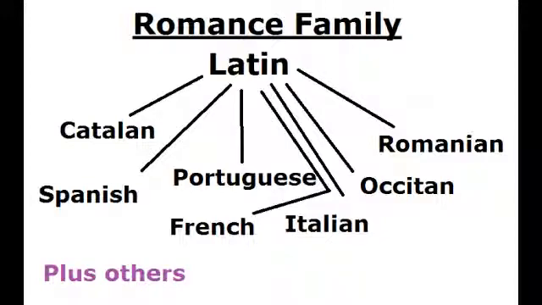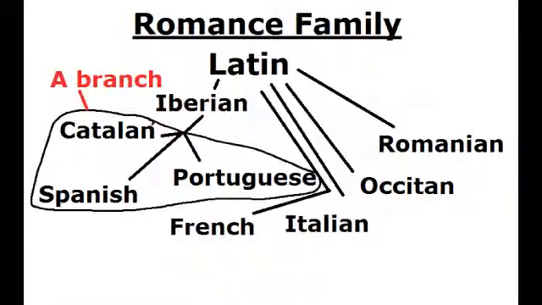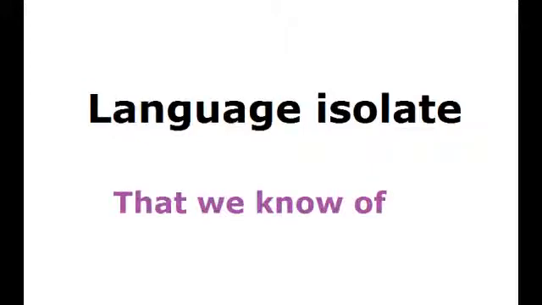A branch would be an individual set of these languages within the family that are even more closely related to each other than the rest of them. So Spanish, Catalan and Portuguese would count as the Iberian branch of Romance, because they're more closely related than they are to, let's say, Romanian. A language isolate is an individual language, one language, just one, that is unrelated to any other language in the world. An example of a language isolate would be Basque.